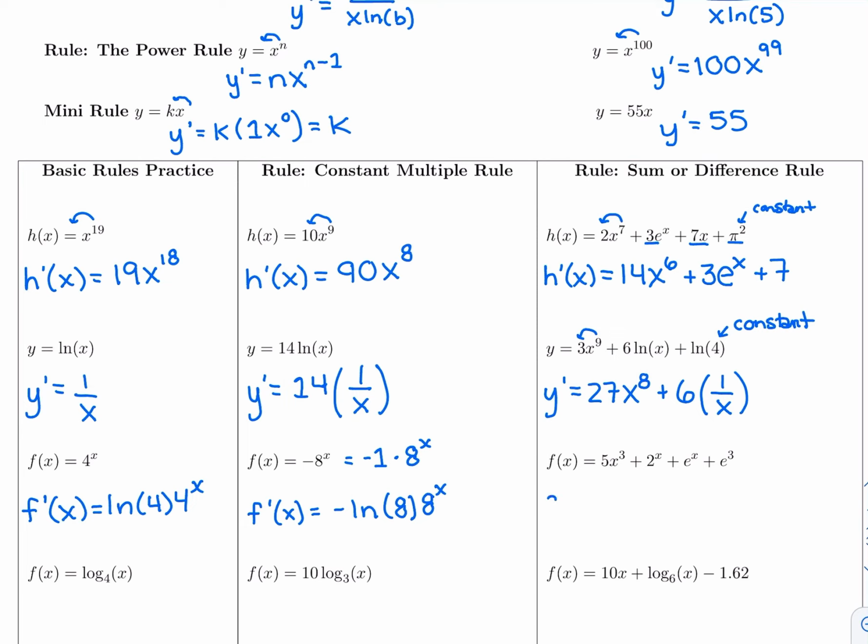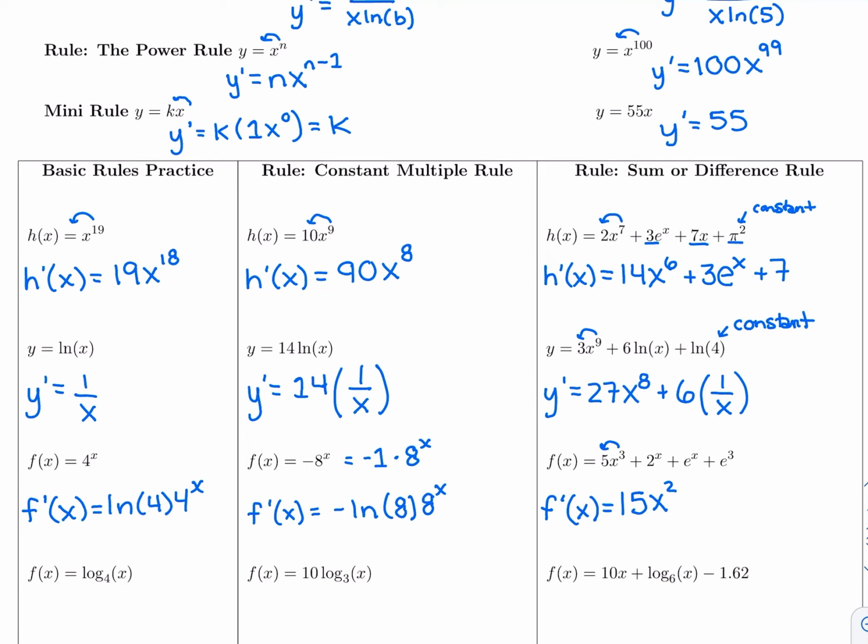We can combine that and practice some more rules. We're going to find f prime of x next door. We're going to keep the 5, bring down the power 3. Bring down the power, 5 times 3 is 15. Subtract 1 for the new power. So we're going to get 2.